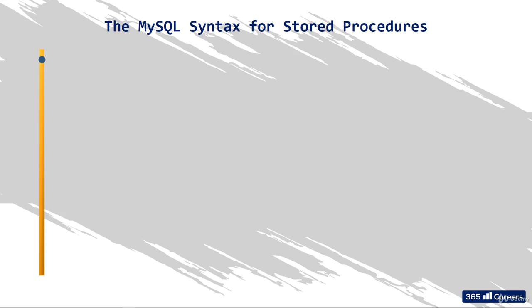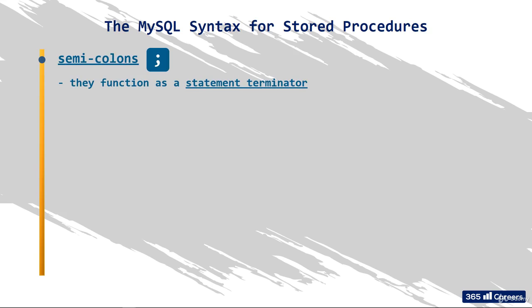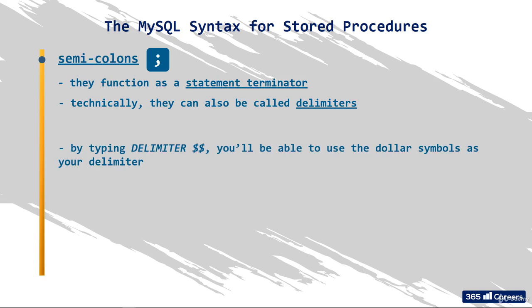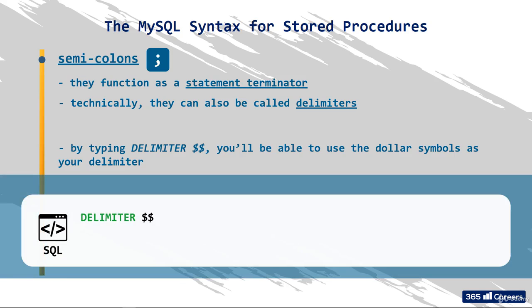Think of how semicolons are used in SQL. We said they function as a statement terminator, but technically, they can also be called delimiters. And by typing delimiter and the dollar symbol two times, you'll be able to use the dollar symbols as your delimiter. The semicolon isn't your delimiter anymore. And why would you do that?